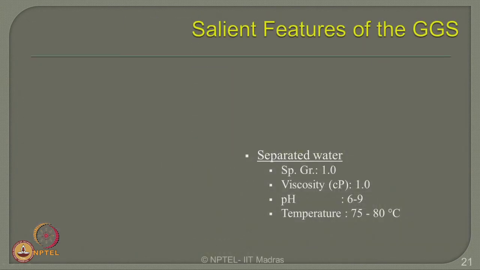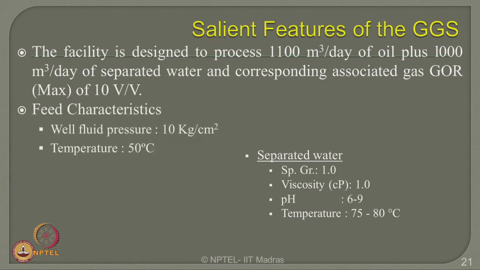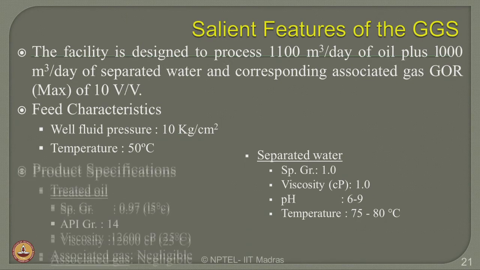Let us quickly recollect the salient features of the group gathering station, which you already know. The facility is designed to process 1100 cubic meter per day of oil plus 1000 cubic meter per day of separated water, and the corresponding associated GOR is about 10 volume per volume. The feed characteristics given to the station are the following. The well fluid pressure is about 10 kg per centimeter square. The operational temperature is 50 degrees Celsius.